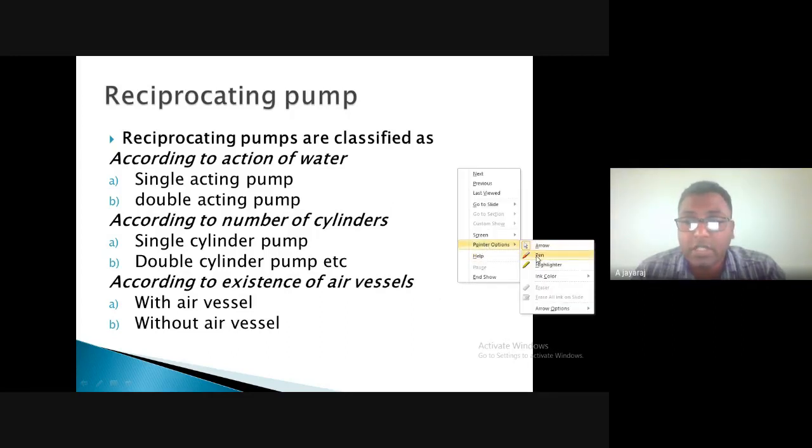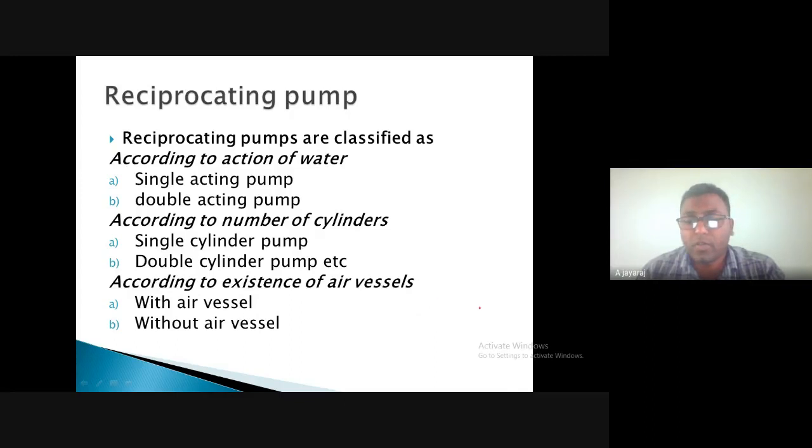Air vessels are nothing but smaller regions attached at the inlet, or most commonly at the exit side of the reciprocating pump, in order to ensure that there is a lesser amount of pressure variation. Suppose this is the delivery line of the reciprocating pump, and this is the piston cylinder arrangement. Air vessels are attached over here. These are called the air vessels, which have compressed air separated by a diaphragm.